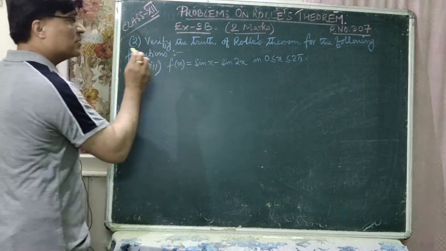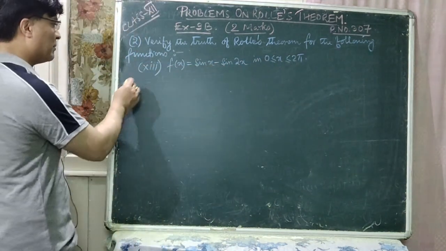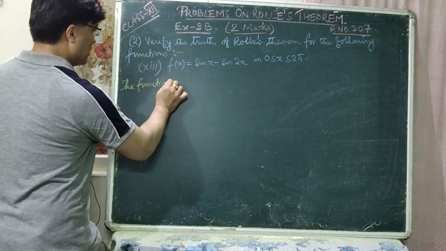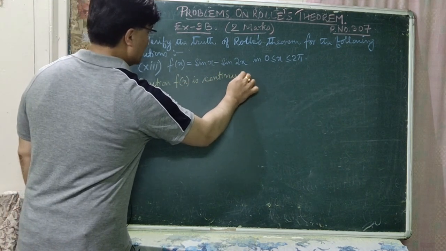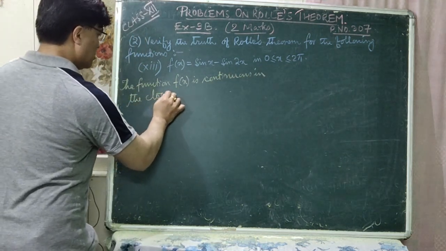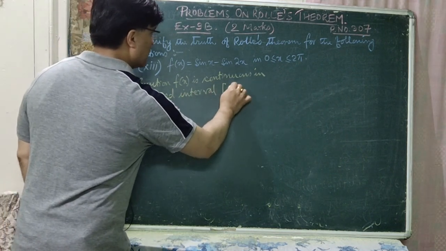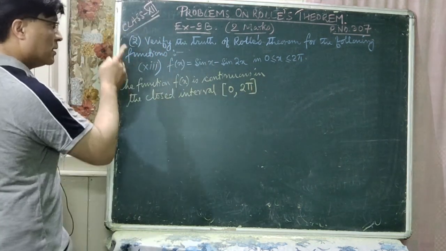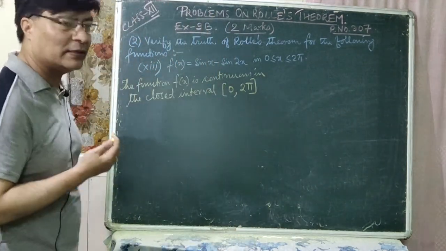So now in this case also sin x minus sin 2x both are trigonometric functions. So this function f of x is continuous in the closed interval 0 less than or equal to x less than or equal to 2 pi. So you can directly write down here: the function f of x is continuous in the closed interval 0 to 2 pi, right? Next, this trigonometric function is differentiable in the open interval 0 to 2 pi, right?